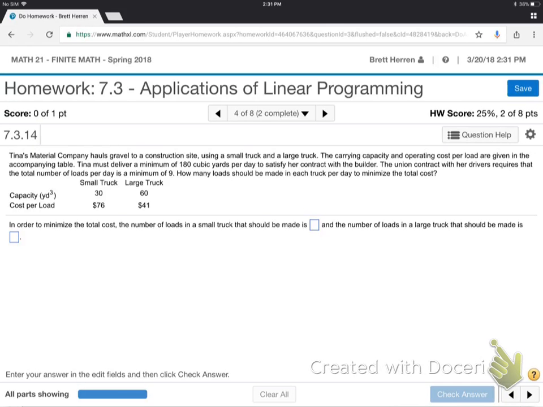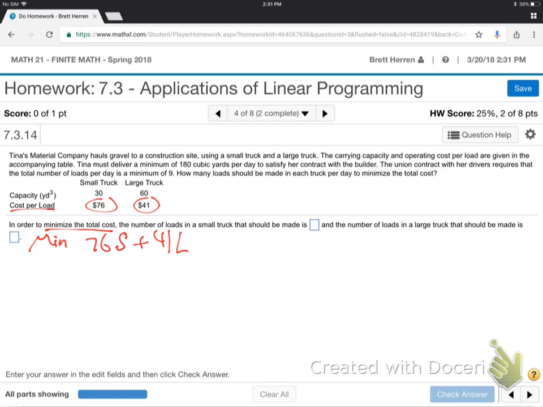So where do we start on all these linear programming problems? What do we do first? Minimum, maximum, right? Where does it say minimum, maximum? It says it at the end: Minimize the total cost. So start there. There's our goal. That's like an archer looking at the target first. Minimize total cost. All right, we're minimizing. And where's total cost? Cost per load, 76.41. 76 small trucks, 41 large trucks. All right, so there's our minimum.